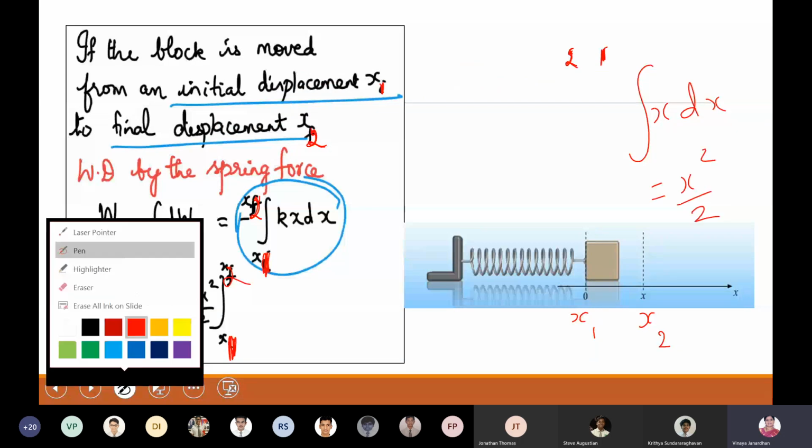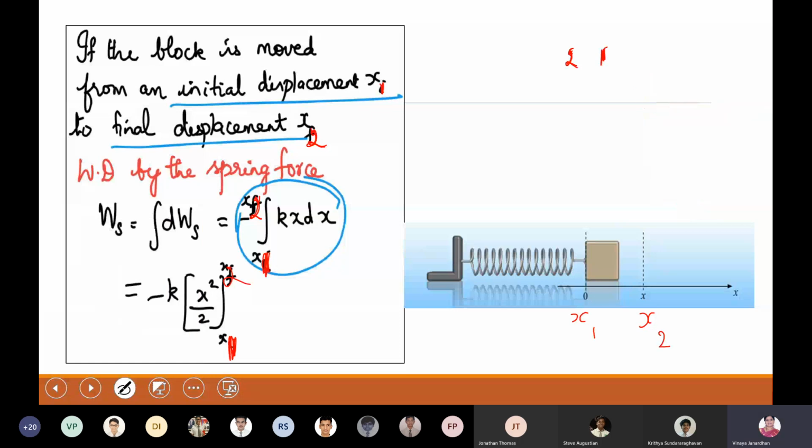So minus k is a constant, boys. Anything that is a constant should be brought outside the integral. So this becomes minus k times the integral of x dx. Why not kx dx? Because what was the expression for dw? dw was minus kx dx. So that's what I'm substituting. k is a constant, and this is x dx. Is that clear, boys?